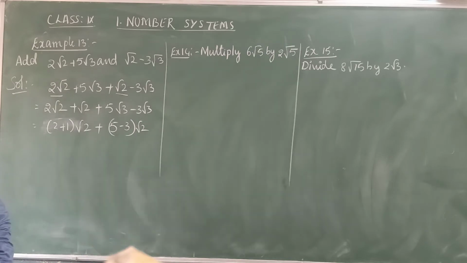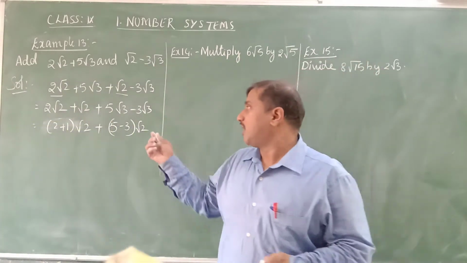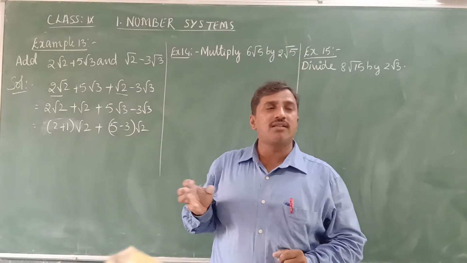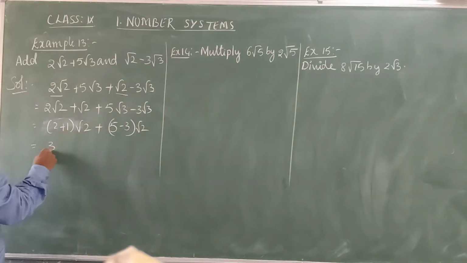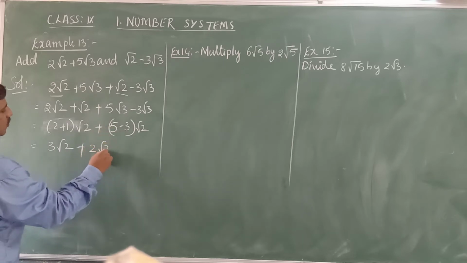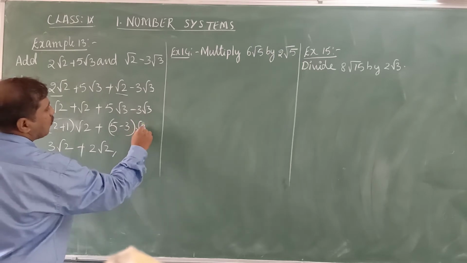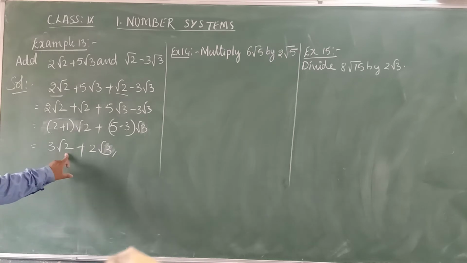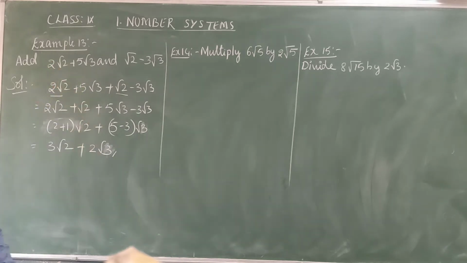So how do we add irrational numbers if they have the same root term? Add the coefficients, or subtract the coefficients for subtraction. Now 2 plus 1 is 3, 3 root 2, plus 5 minus 3 is 2, 2 root 3. Therefore, 3 root 2 plus 2 root 3 is what we get by adding these two terms.